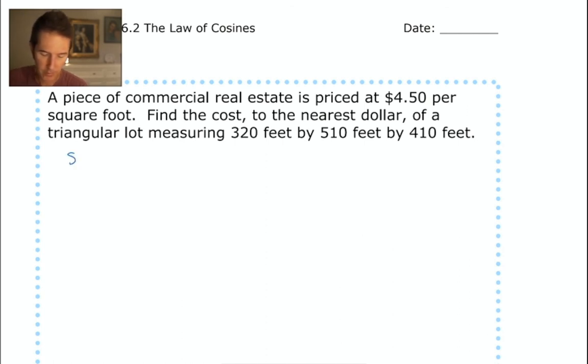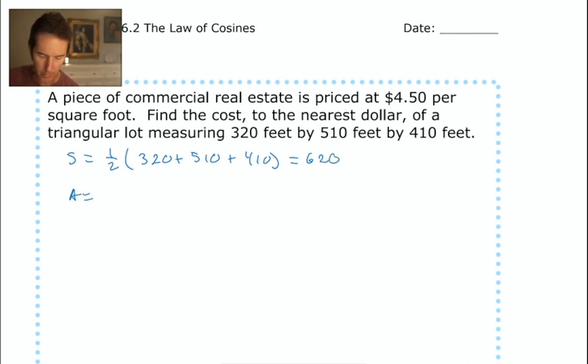So first, let's find the semi-perimeter. That's equal to 1/2 times 320 plus the 510 plus the 410. I'm going graphing calculator on this one so that I can type in, ooh, my battery is low. Charging the battery is recommended, it says. Very well. Calculator is so bossy. I'm typing in 0.5 and then opening a parenthesis, 320 plus 510 plus 410, close parentheses, equals, and I got 620. So that's our semi-perimeter.